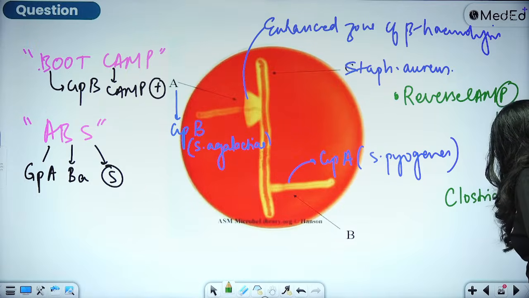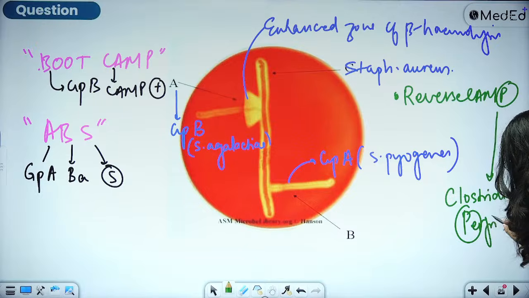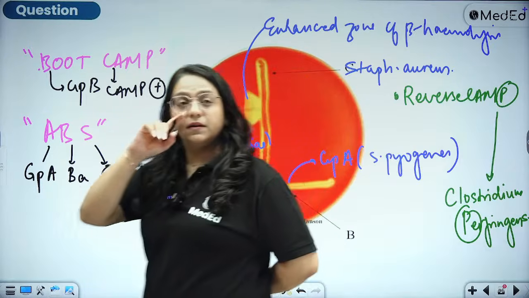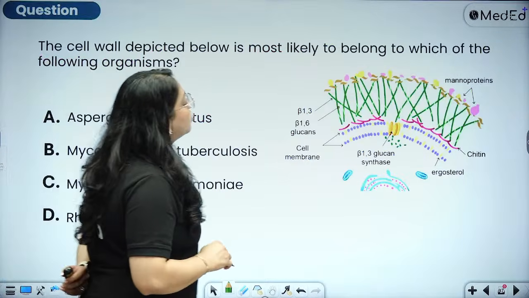Not Corynebacterium diphtheriae, it is Clostridium perfringens. Reverse CAMP. Yes, correct. Okay. The cell wall depicted most likely belongs to what?